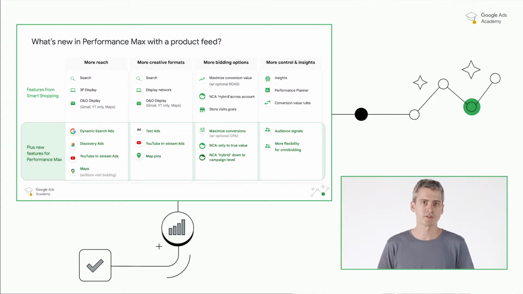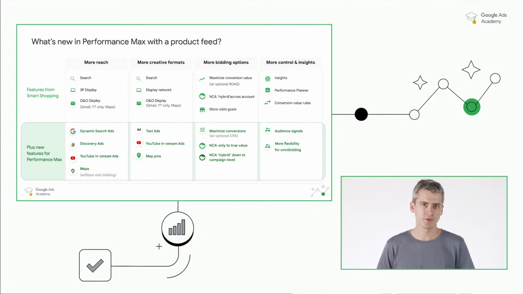In addition, marketers can now add their favorite audience signals and asset groups to tell Performance Max what first-party data is important to them and should be considered in automated bids. We also have more flexibility with structure and goals for omni-bidding advertisers, with additional features coming soon.